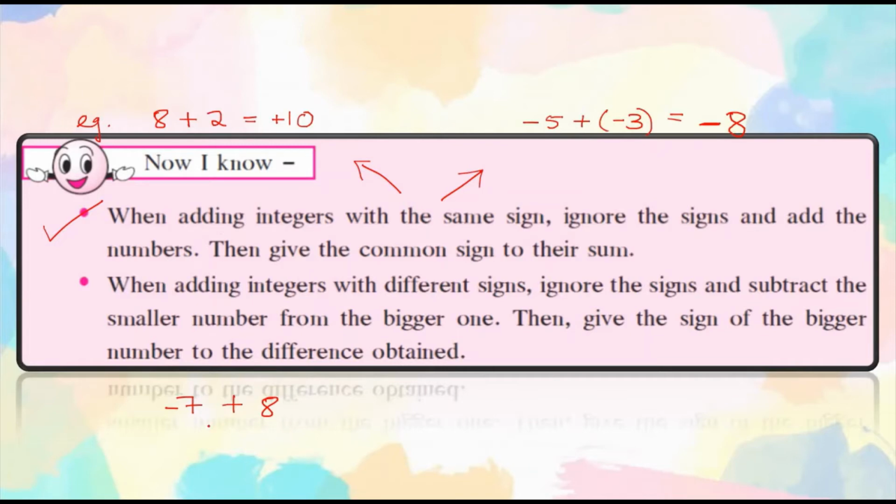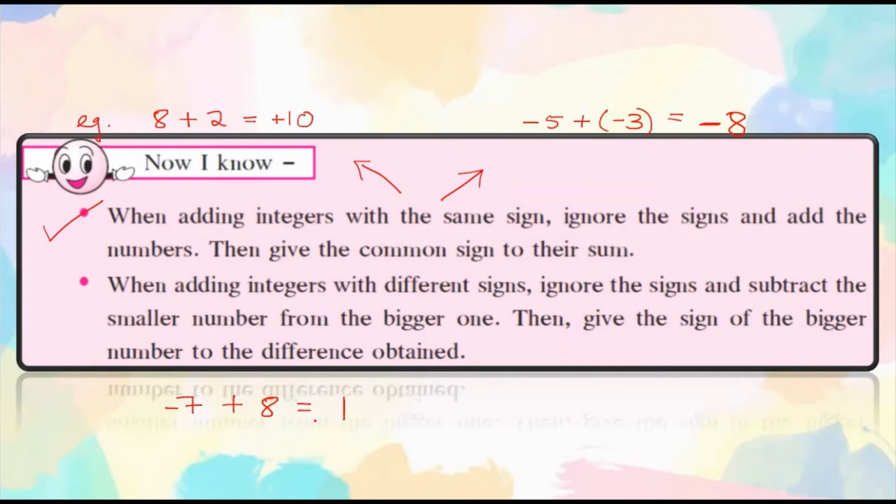Now if you observe this example, the first integer is a negative number. The second integer is a positive number. So we are going to subtract the numbers. 8 minus 7, I get 1. And then after writing the number, it is very important for us to write down the final sign.